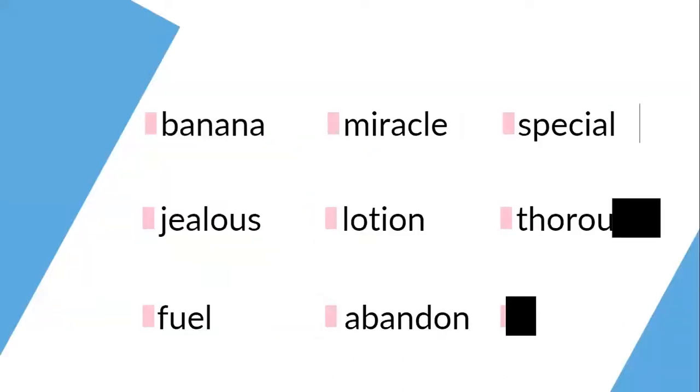So back to this. Banana, miracle, special, jealous, lotion, thorough, fuel, abandon, and razor. Which of them has the schwa sound? Banana has the schwa sound for the first A and the schwa sound for the last A. In fact, only the second syllable is stressed. So you have banana. The first and the last A's are unstressed and they have the schwa sound.